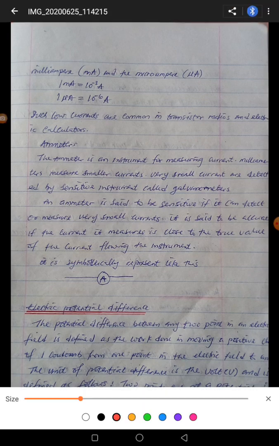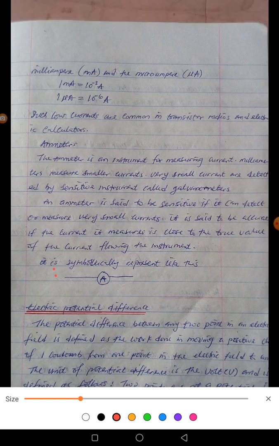Symbolically, it is represented with this. Anytime you see something like this in an instrument, that is how you know an ammeter. That A represents ammeter. Are you getting me? A is for ampere, ammeter. So anytime you see this symbol in an instrument, you know that that instrument is what? An ammeter. So take note, I'll give us some diagrams. We need to identify them based on my description. So that is for ammeter.